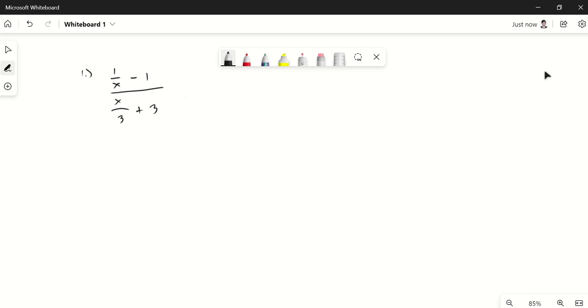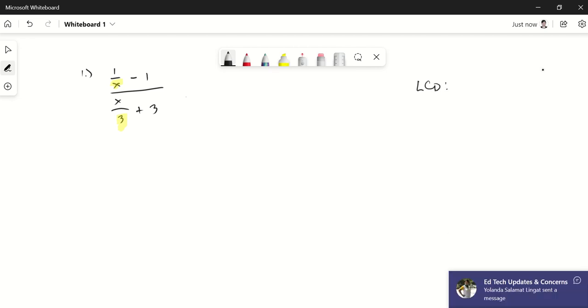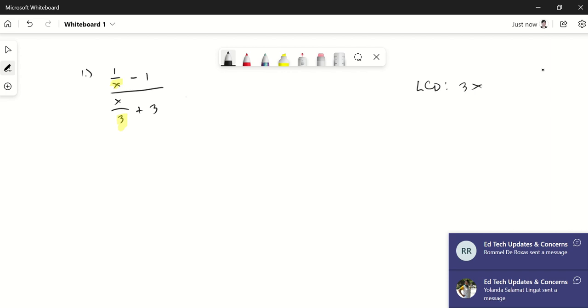1 over x minus 1 all over x over 3 plus 3. The very first thing that you need to do is to find the LCD of all the denominators that we see in a complex fraction. So we have here x and 3. So you need to find the LCD, and the LCD for that would be 3x.